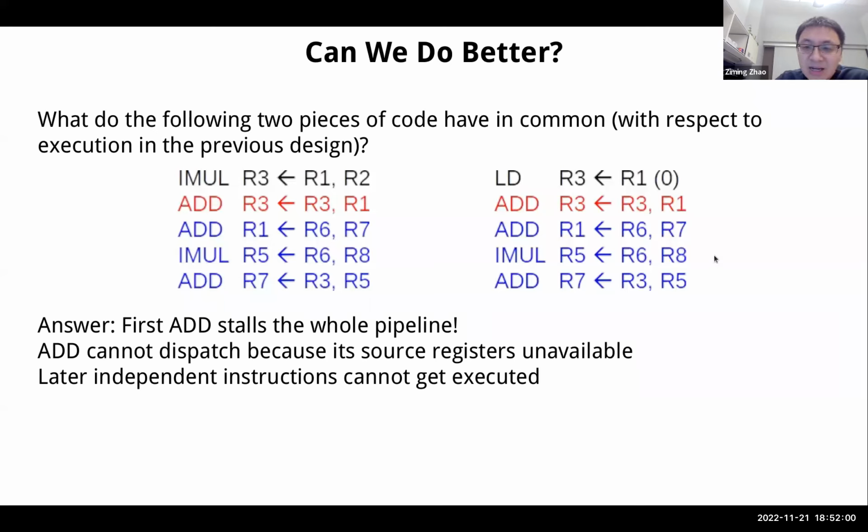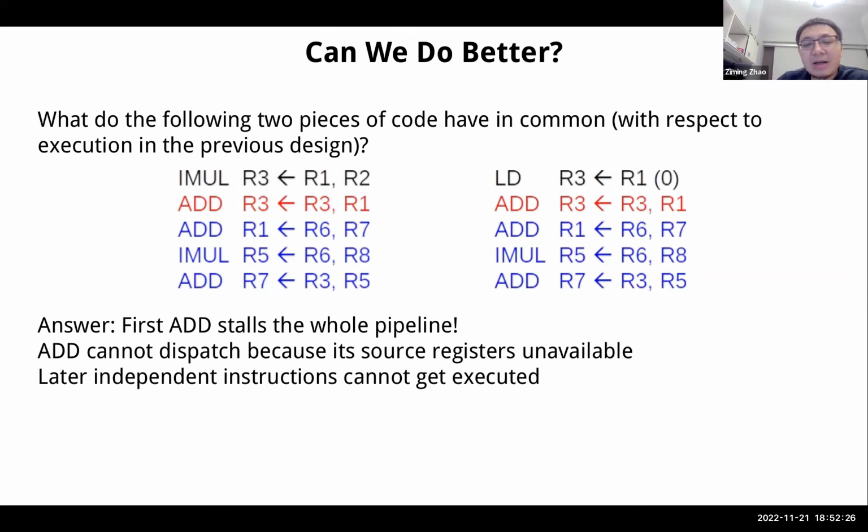So the right-hand side, you can say it's different code. We load R1, well, it could be a memory location in this case, to R3. Then we add them together, R1 and R3. Then the rest of the code will be the same. Obviously those instructions have different functionality.